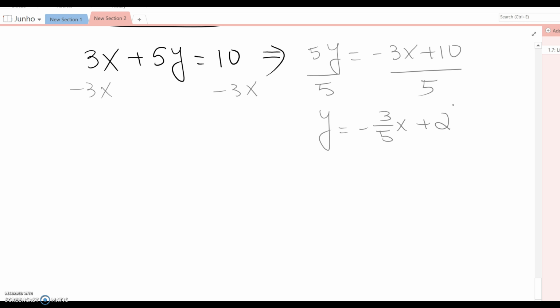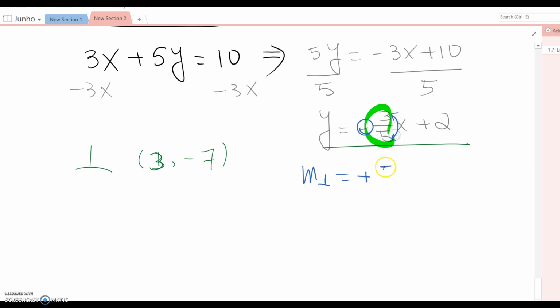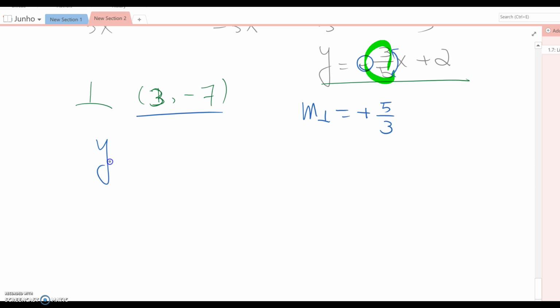Okay, now let's find the perpendicular line to this one passing through (1, negative 7). Or maybe (3, negative 7) here. To make it easier, I'm going to switch to 3. Then from the given slope m, you need to find the perpendicular slope. So the perpendicular slope must be the opposite, which means plus, and the reciprocal, so 5 over 3. And you know one point here. Therefore, you can make y minus negative 7 equal to 5 over 3 times (x minus 3).